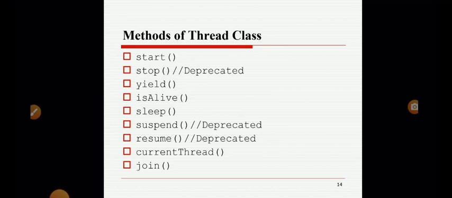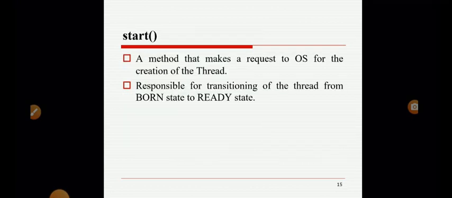Next we are going to discuss some of the methods in the Thread class: start, stop, yield, isAlive, sleep, suspend, resume, currentThread, and join. So what is the start method? A method that makes a request to the OS for the creation of a thread is called start. It is responsible for transitioning a thread from the new state to the ready state.